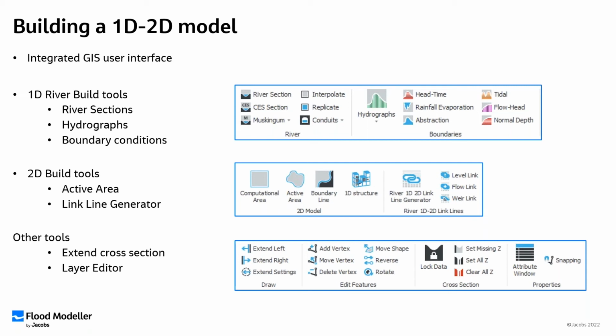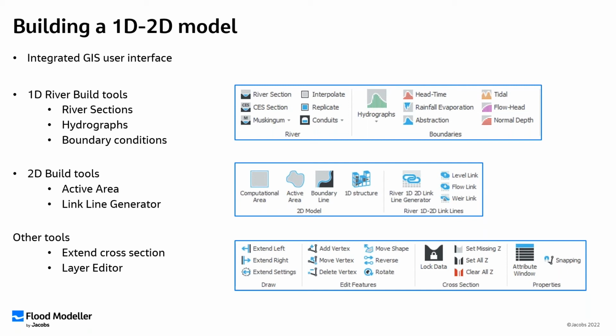So once we've constructed our 1D model domain, in this case, it would be made up of a series of river sections with an inflow hydrograph at the upstream extent and a 1D boundary condition at the downstream extent. We can then go on to building the 2D domain of the model. Firstly, we can specify our 2D model domain using the active area tool. This will allow us to generate a new shapefile and create a polygon covering our area of interest within the floodplain.